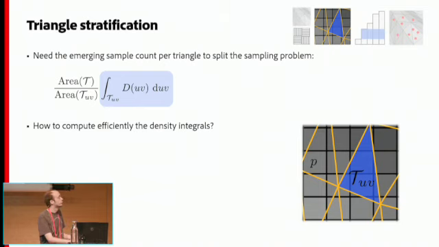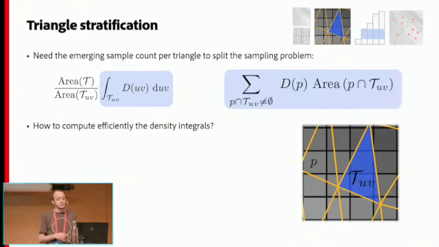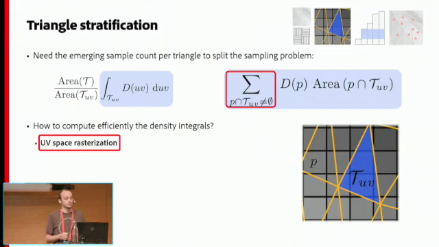And the question, of course, is how to do that efficiently. If we expand this formula, assuming nearest neighbor sampling, it's basically the sum over all the pixels that overlap this triangle of the density of this pixel and the area of the overlap. And if you look more closely, this sum is exactly rasterization in UV space, which gives you all the pixels that overlap this triangle in texture space.